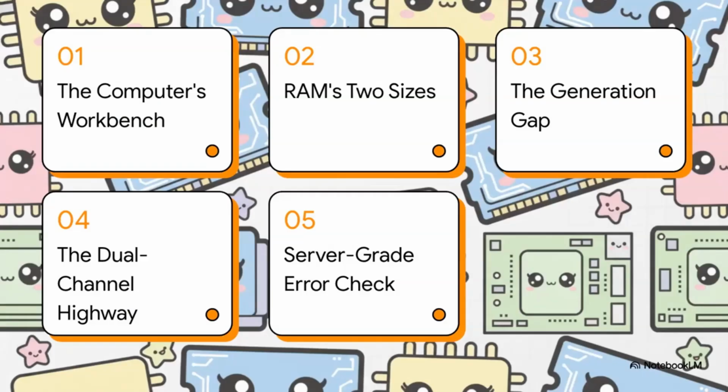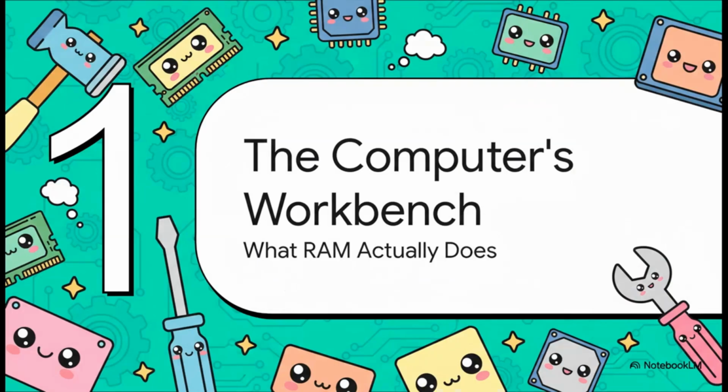So in this explainer, we're going to break it all down into 5 key parts. We'll kick things off with a really simple analogy. Then we'll look at the different shapes and sizes it comes in. After that, we'll get into the different generations, figure out how to make it go even faster, and finally, we'll take a quick peek at some special memory that powers the big league servers. All right, let's jump into section 1.